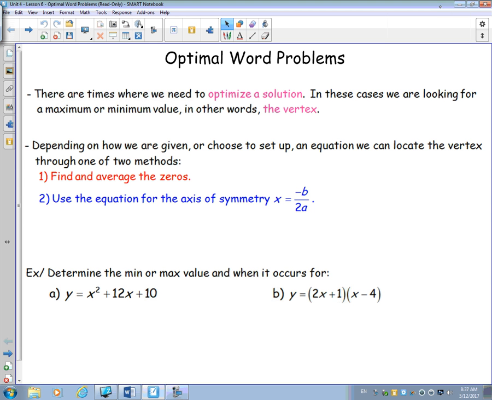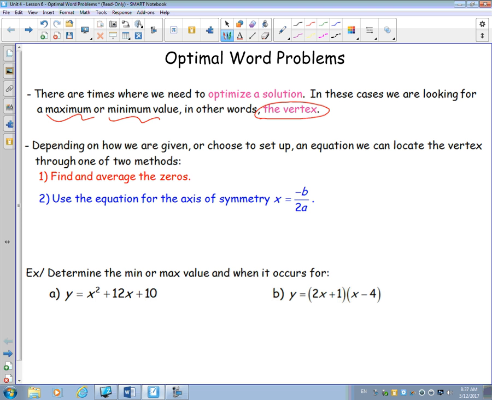In this lesson, we're going to examine some word problems. We're going to be trying to optimize them. When you're trying to optimize a solution, you're looking for the best solution, the highest, the lowest, the greatest, the least. In other words, you're looking for the vertex. The words we're going to come across most of the time will be the words maximum or minimum, but we should understand that that means the vertex, the highest or the lowest.